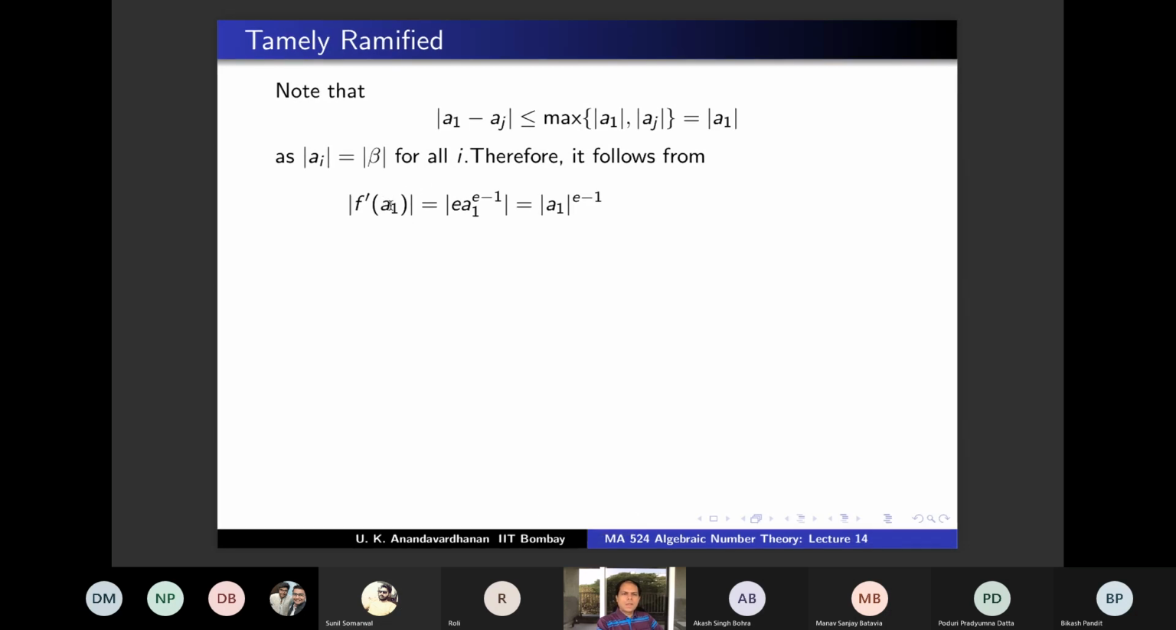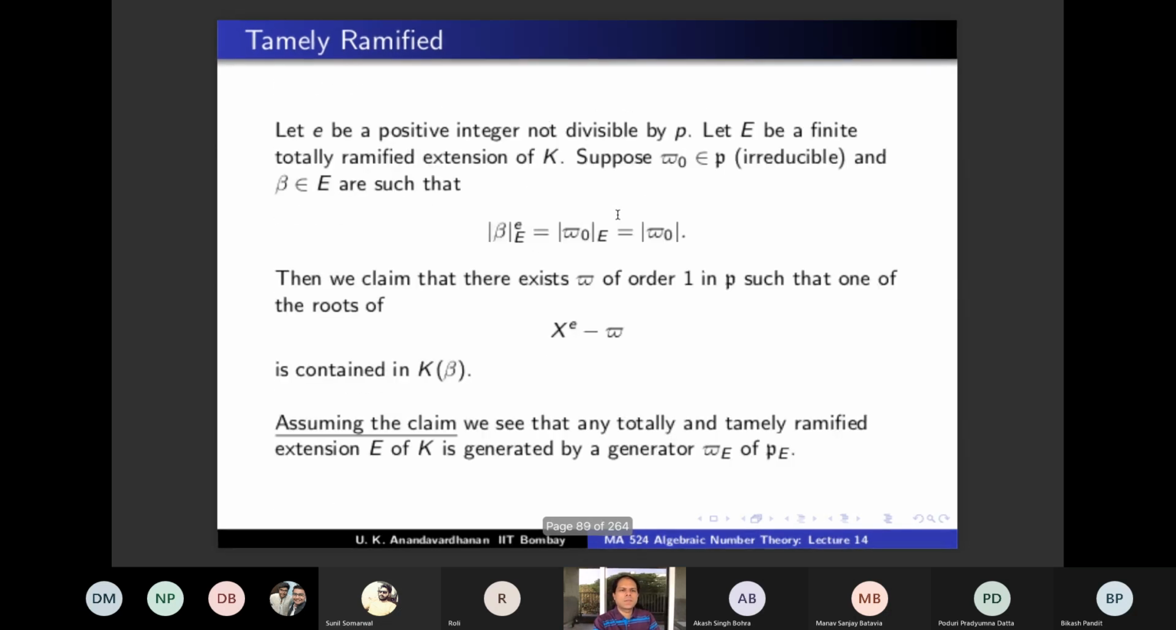But here I'm not using that thing, I'm going to use that next time. This is directly from the formula for the polynomial. f of x is x power e minus pi, so f prime x is e x power e minus 1. Pi is a constant, so that goes. So e x power e minus 1, and you are plugging in a1. So e times a1 power e minus 1, that absolute value is same as mod a1 power e minus 1. Why is that? So this is same as saying mod e equals 1. Why is mod e 1? Go back to the hypothesis.